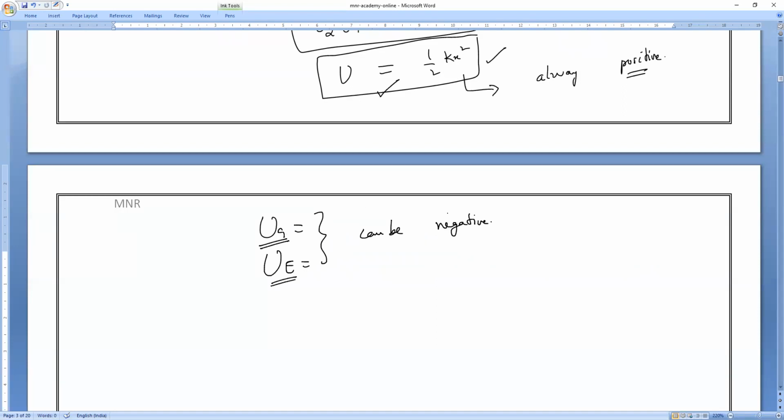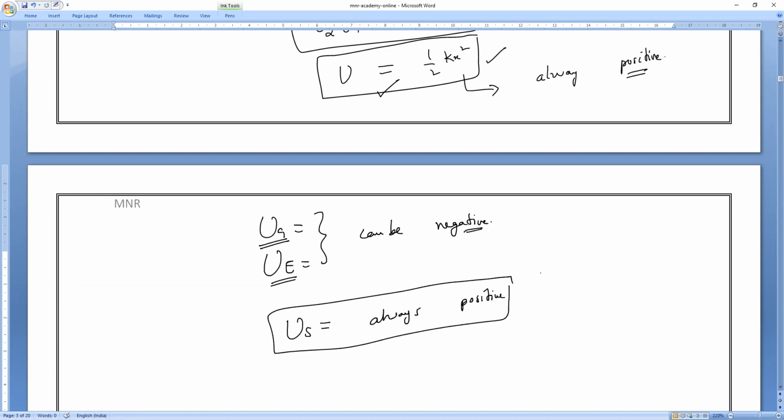What is that? I forgot it. Elastic. Yeah, elastic potential energy. So this can both be negative. But next, potential energy in a spring. So always what? Keep it in mind. It is always positive. Keep it in mind.